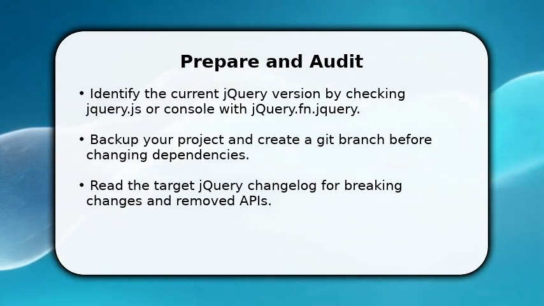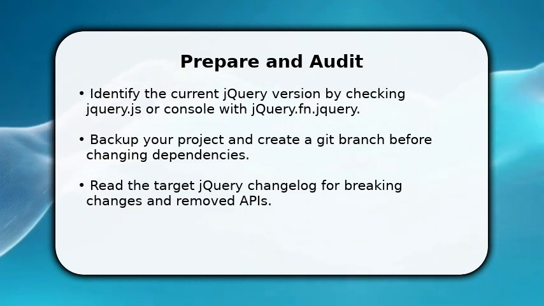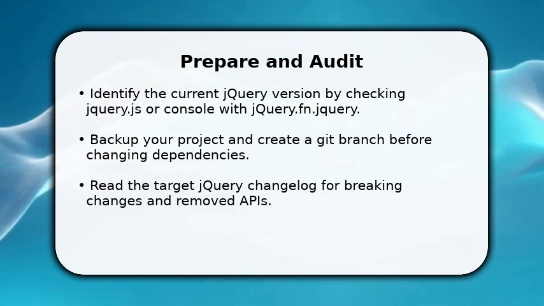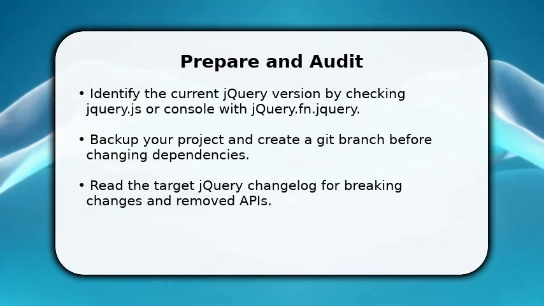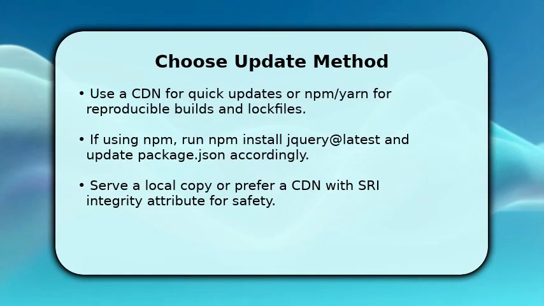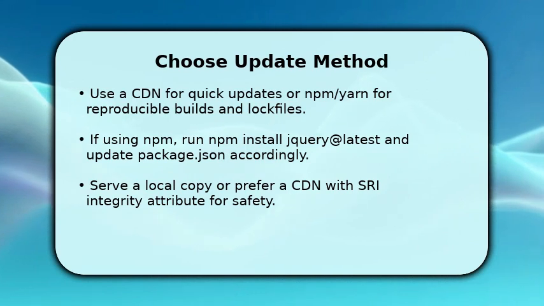Also inventory plugins and custom scripts that call deprecated methods like live or bind. Finally, map each plugin and custom file to update or replace before pulling the new library. Decide whether to use a CDN or package manager for your update based on deployment needs.